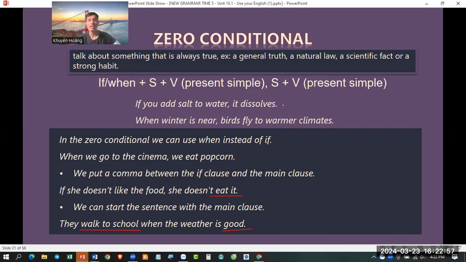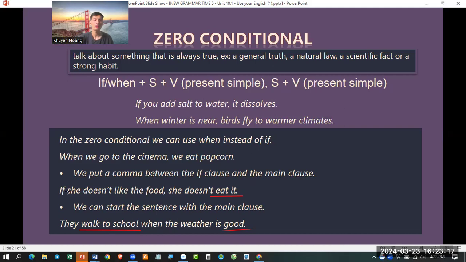Okay. So we can start not only the if clause at the beginning of the sentence, right? But we can move this up, right? We can move the main clause up to the beginning of the sentence.